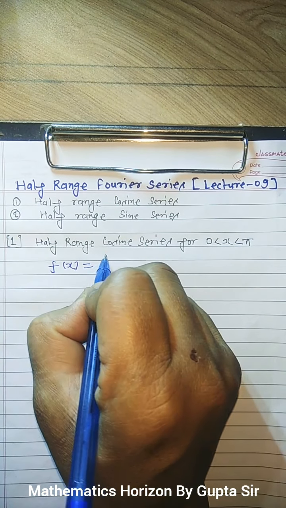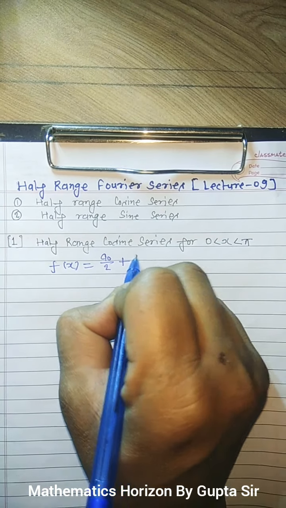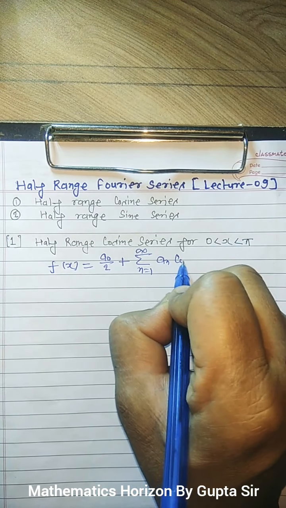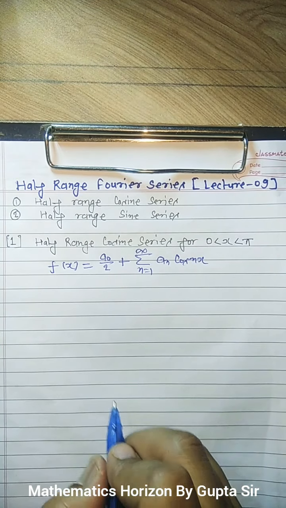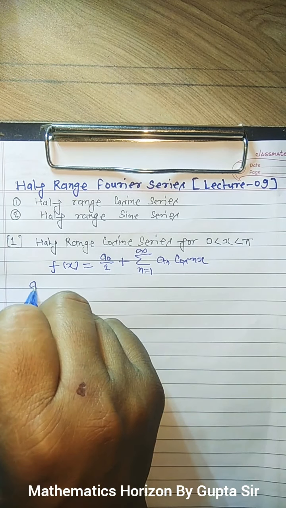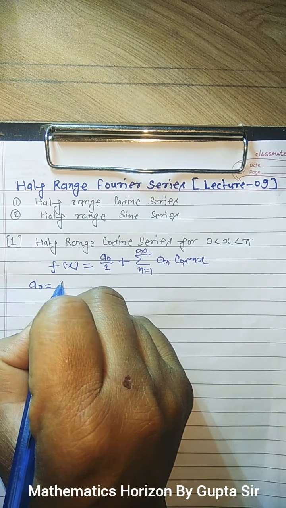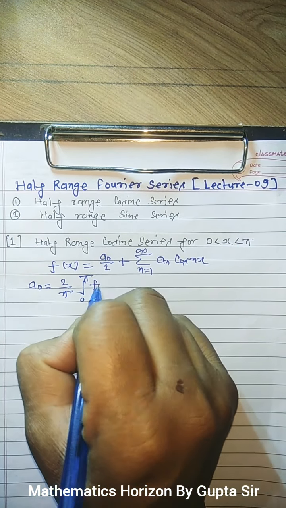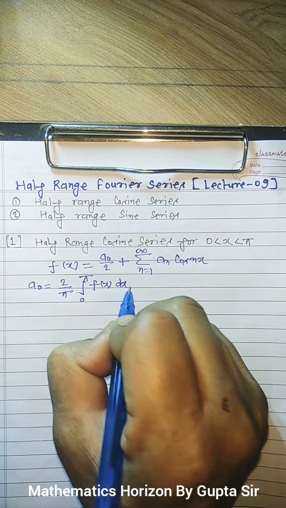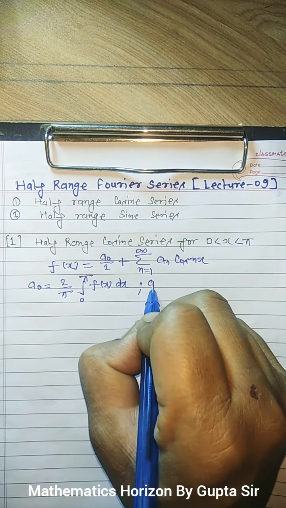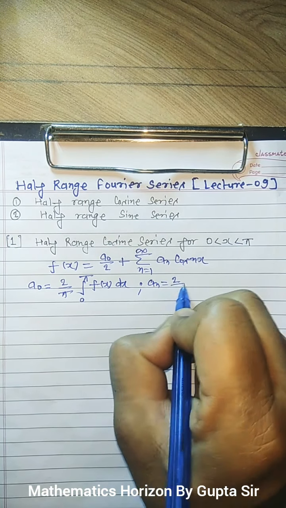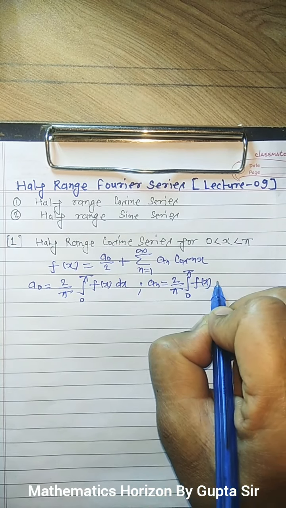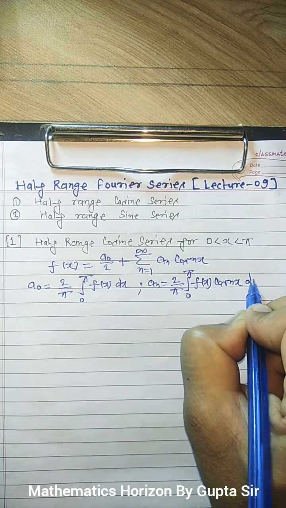f(x) is equal to a0 by 2 plus summation n equal to 1 to infinity an cos nx, where a0 equal to 2 upon pi integral 0 to pi f(x) dx, and an is equal to 2 upon pi integral 0 to pi f(x) cos nx dx.